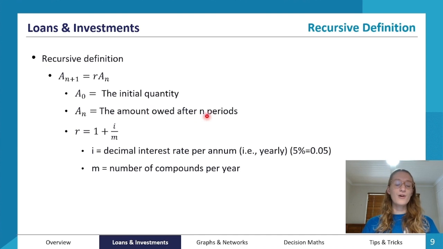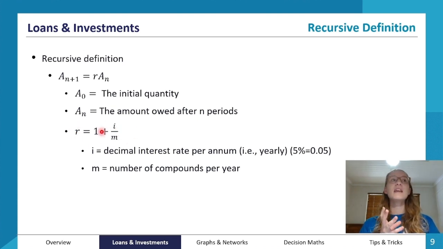So An, the amount owed after n periods, and then r is our rate of interest. It's the factor by which the amount of money is growing each period, and we can calculate that by saying r equals 1 plus i over m. And I want you to take note of this carefully because some textbooks might define this as x over m or x over i or k over t. There are all these different variables that different textbooks and courses and programs use to define this.